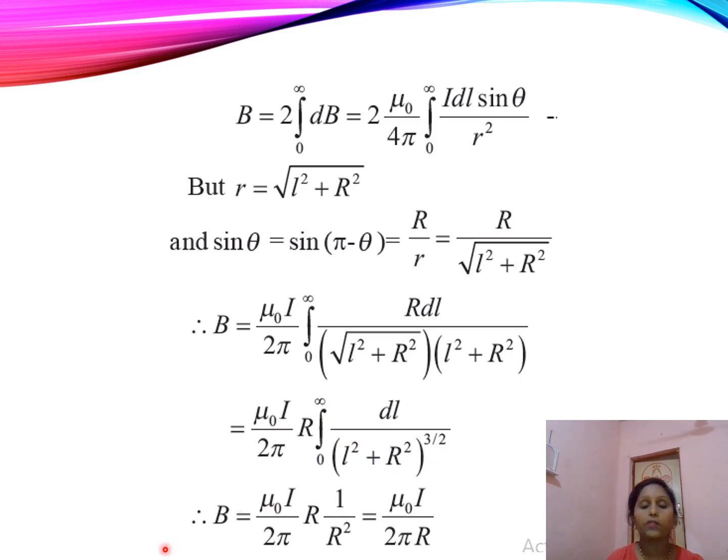So when I substitute the integration value, the equation becomes B is equal to mu naught I divided by 2 pi R into 1 by R square. So I'll cancel out the common terms, the equation becomes mu naught I divided by 2 pi R. For the semi-infinite long wire, the equation becomes B is equal to mu naught I divided by 4 pi R.